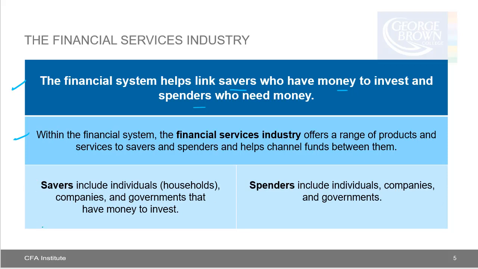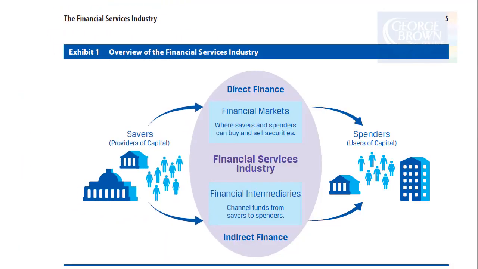So savers include individuals and households, companies, and governments that have money to invest, and the spenders include individuals, companies, and governments. Exhibit 1 in the textbook is showing a nice graphic for the overview of the financial services industry. And basically, you can see that savers are providers of capital and spenders are users of capital. And the financial intermediaries channel funds from savers to spenders.